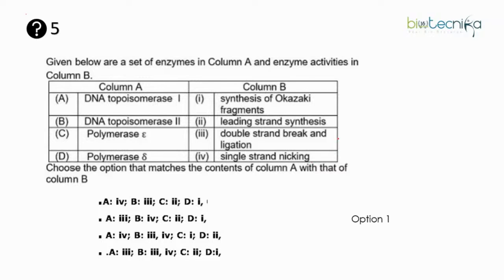Okay. The correct option here is option 1. So basically topoisomerase 1 can only make single stranded breaks. Topoisomerase 2 can do double strand break. Polymerase epsilon is for your leading strand synthesis, whereas polymerase delta is for the lagging strand synthesis, that is the synthesis of the Okazaki fragments. Okay?